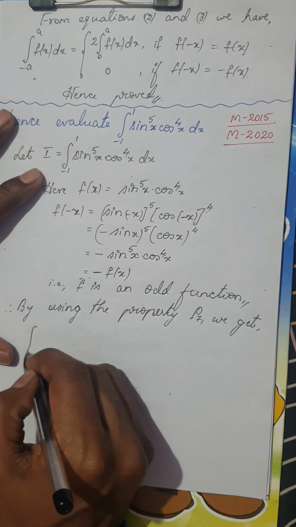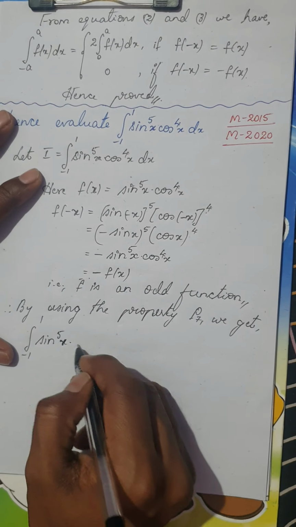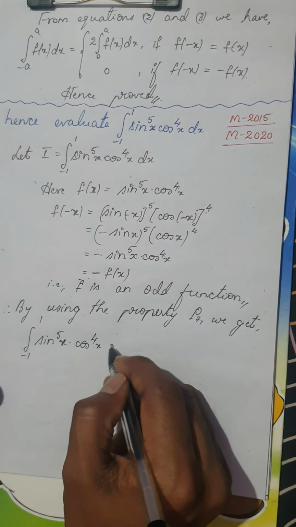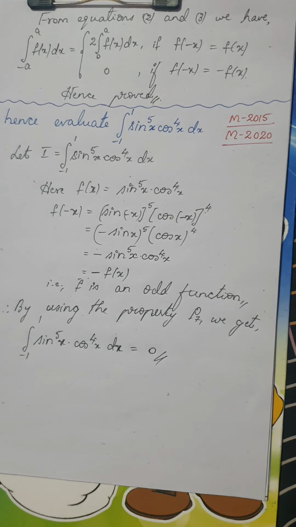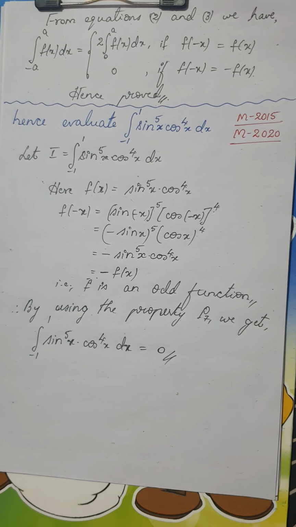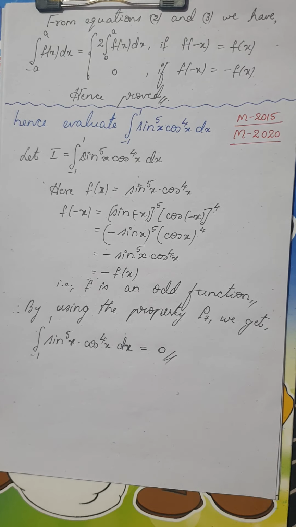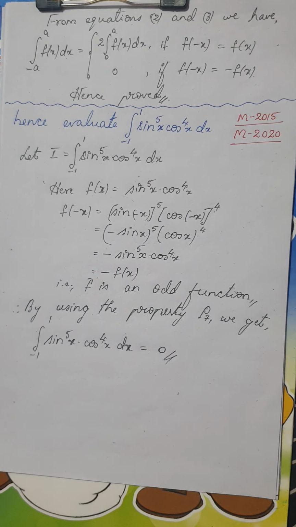Directly you can say integral from -1 to 1 sine power 5x into cos power 4x dx is simply 0. Very simple result this is. If they ask you the proof along with this question, you will get 6 marks if you are able to solve this. Remember, this question has been asked 2 times, one in March 2015, the other one in March 2020. Okay, so very simple question. If you can practice once or twice, you will be able to solve this.